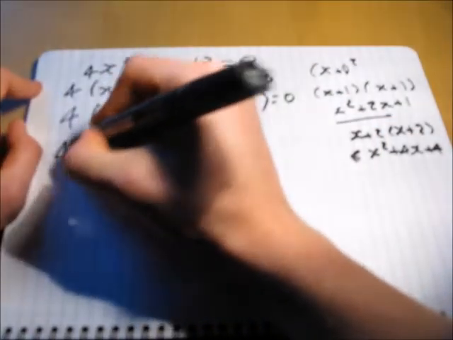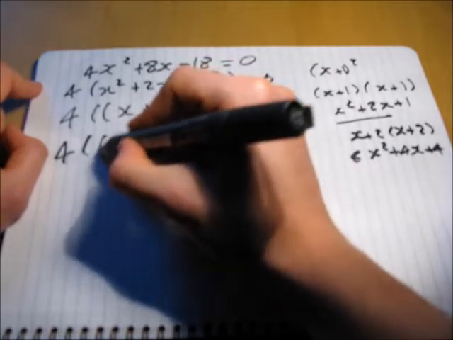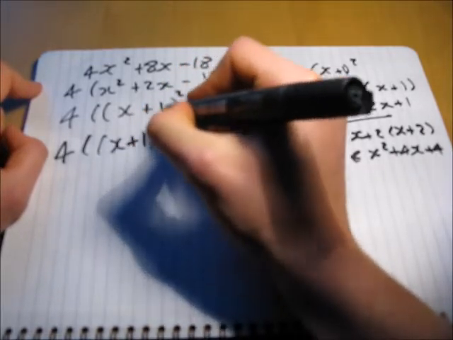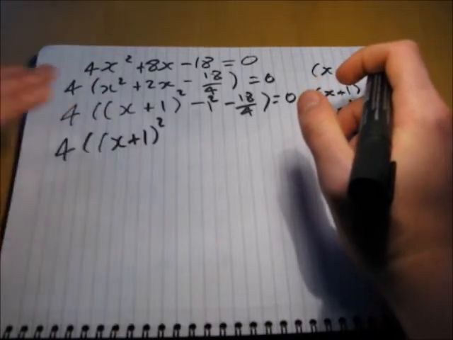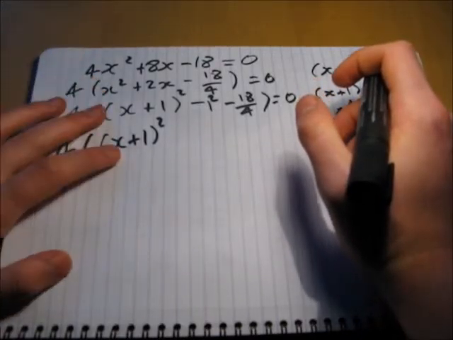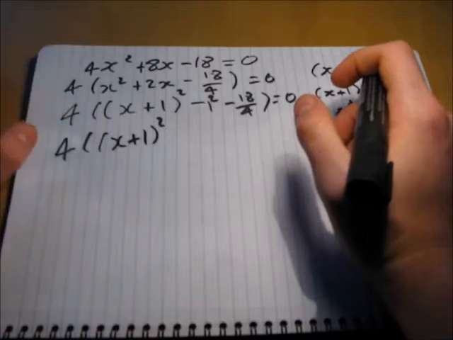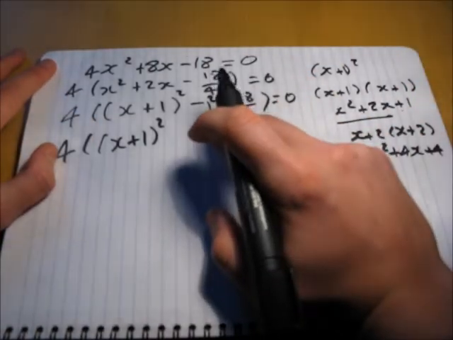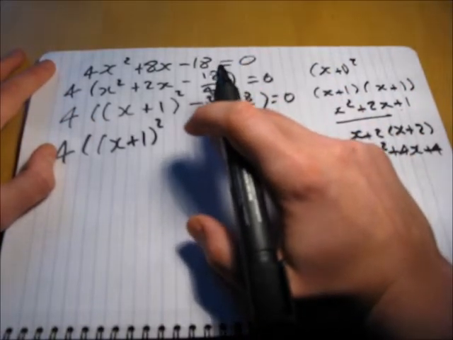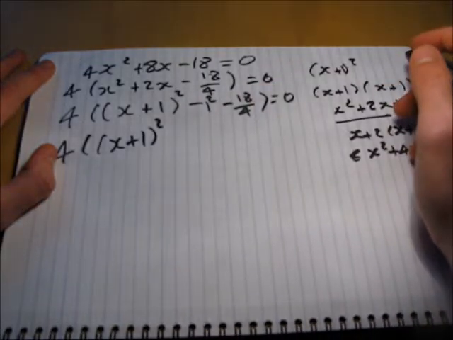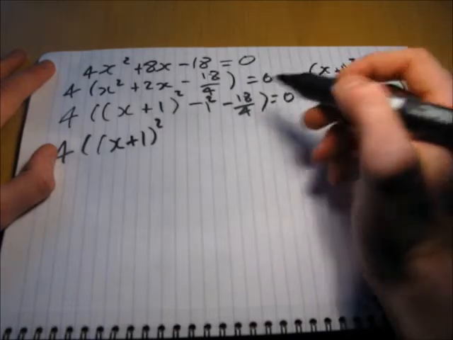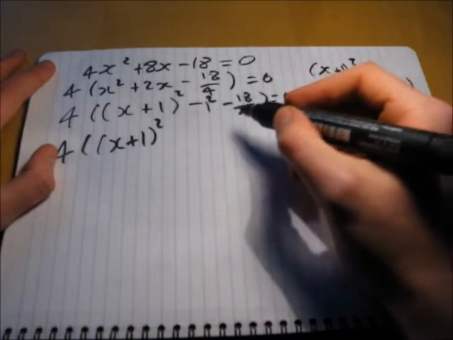So we're going to have 4, x plus 1 bracket squared. The x plus 1 bracket squared is going to stay consistent throughout your whole equation. Once you've got that, it should never change, you never touch it. And then we're going to have minus 1 squared and minus 18 over 4, so we're just going to try and simplify that. So minus 1 squared is essentially minus 1, it's the same.